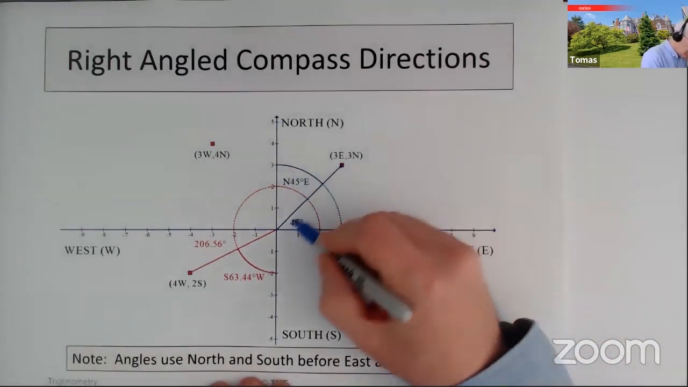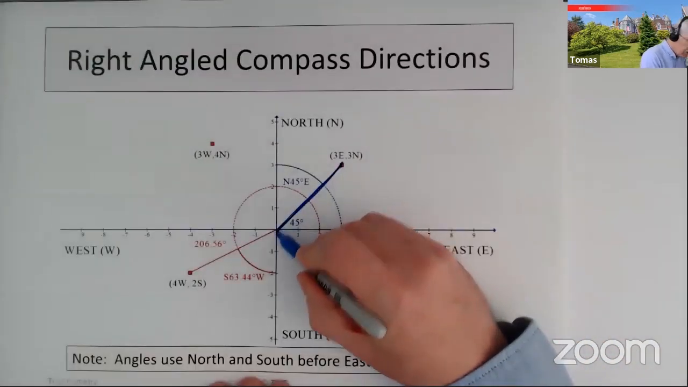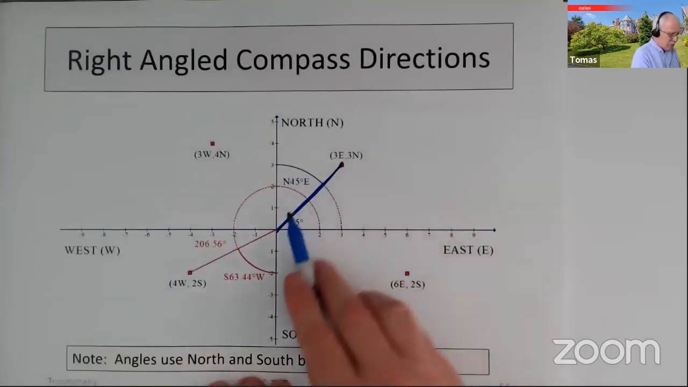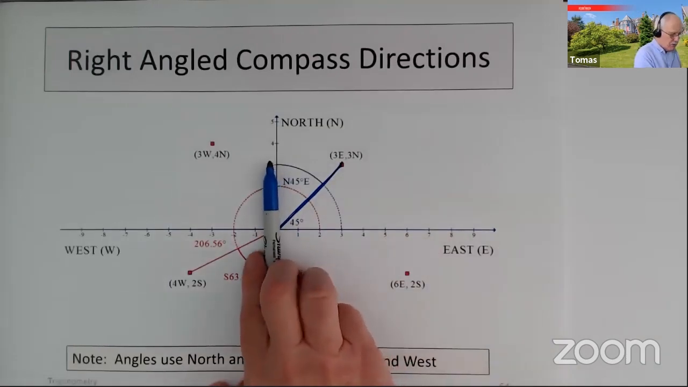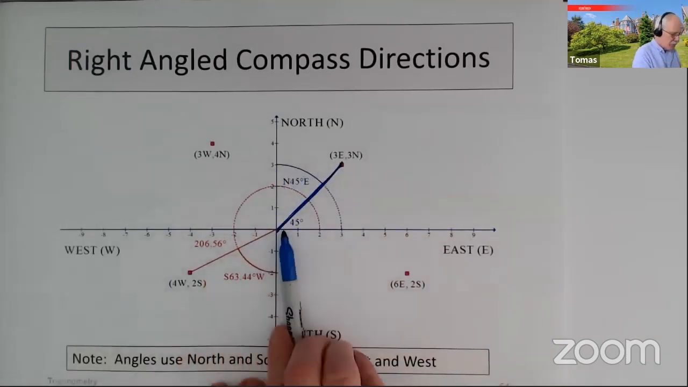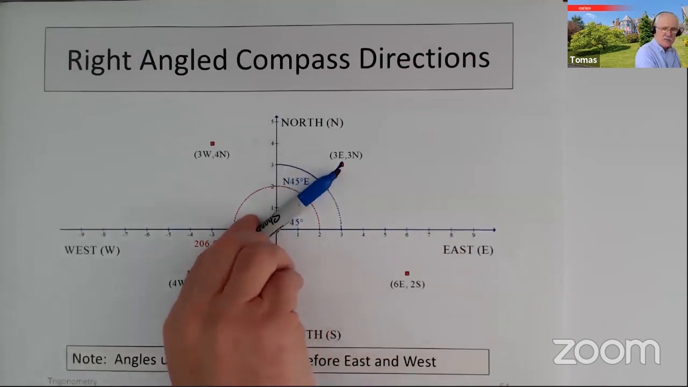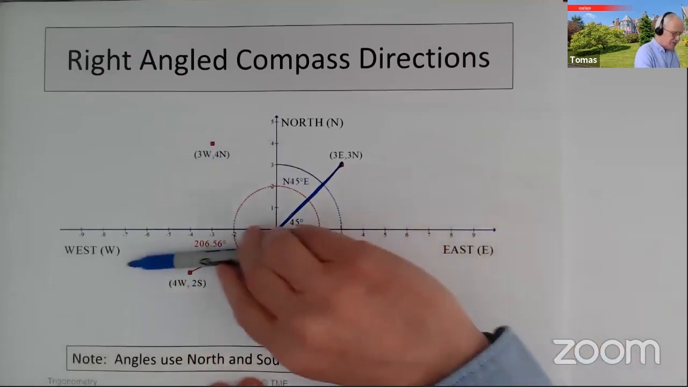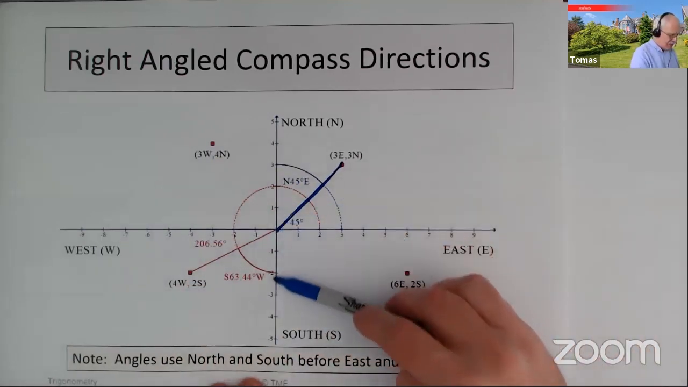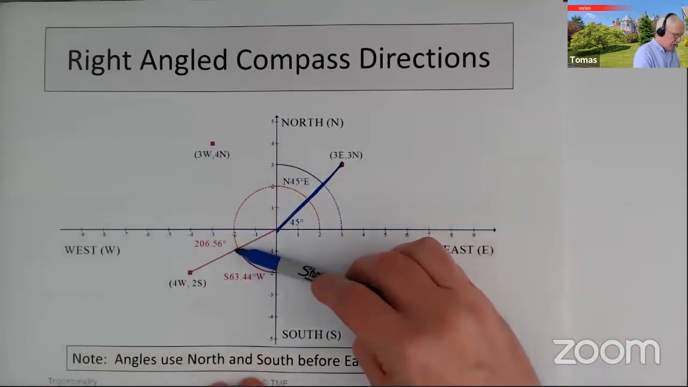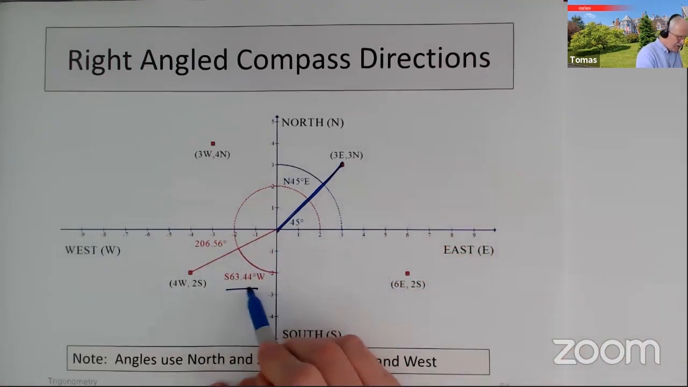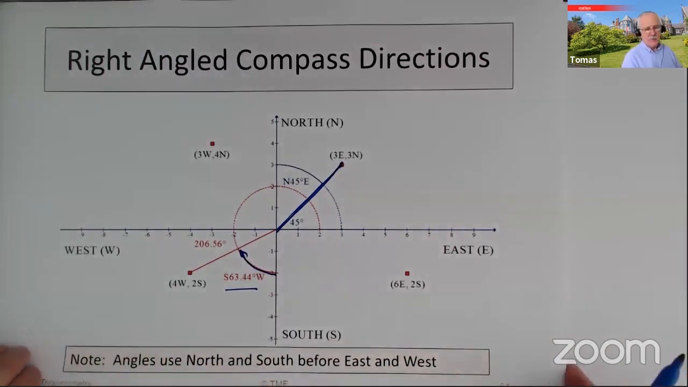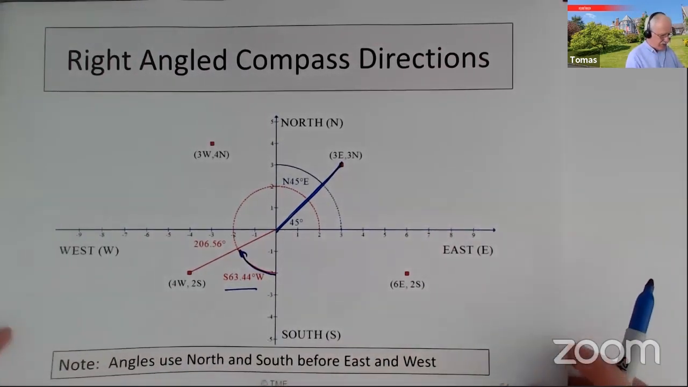So this direction here, at 45 degrees, is 3, 3 this way. We would call that north, 45 east. So we go north first and then turn towards east, or north and turn towards west. But we never go west or east first. And the same here for south. We say south, so much west. So that's south, 63.44 west. And it's just a way of remembering. We always use north and south before east and west.